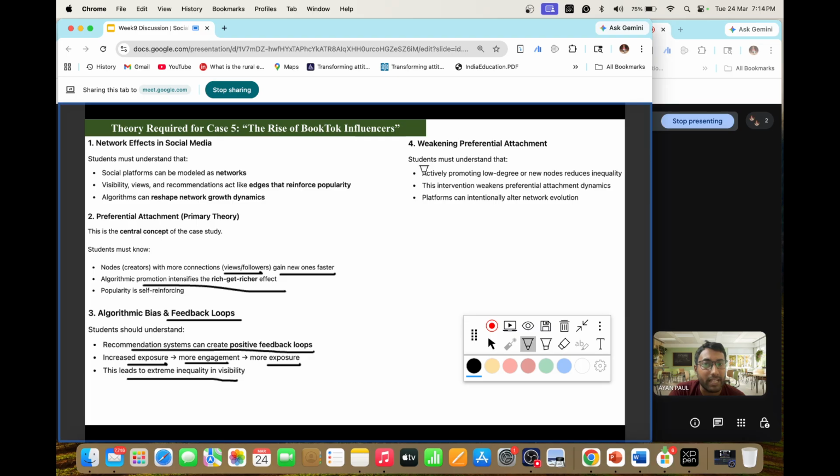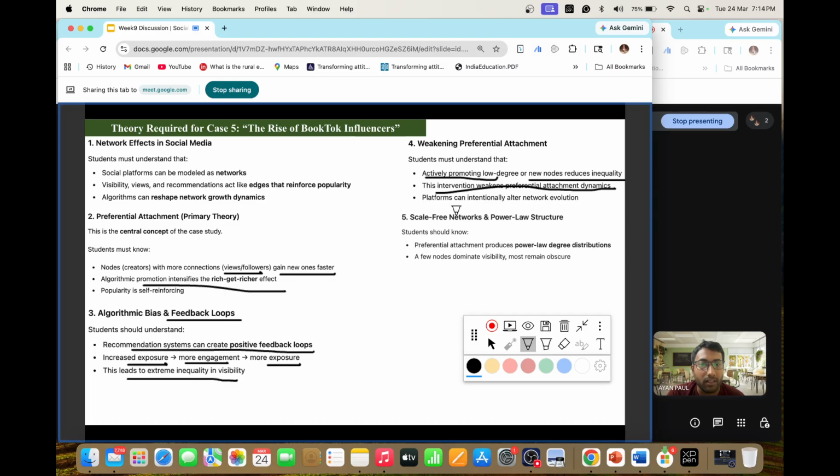Weakening preferential attachment: actively promoting low degree or new nodes reduces the inequality. This intervention weakens preferential attachment dynamics, and the platform can intentionally alter the network evolution. Scale-free network and power law structure: preferential attachment produces a power law degree distribution. A few nodes dominate visibility, most remain obscure.